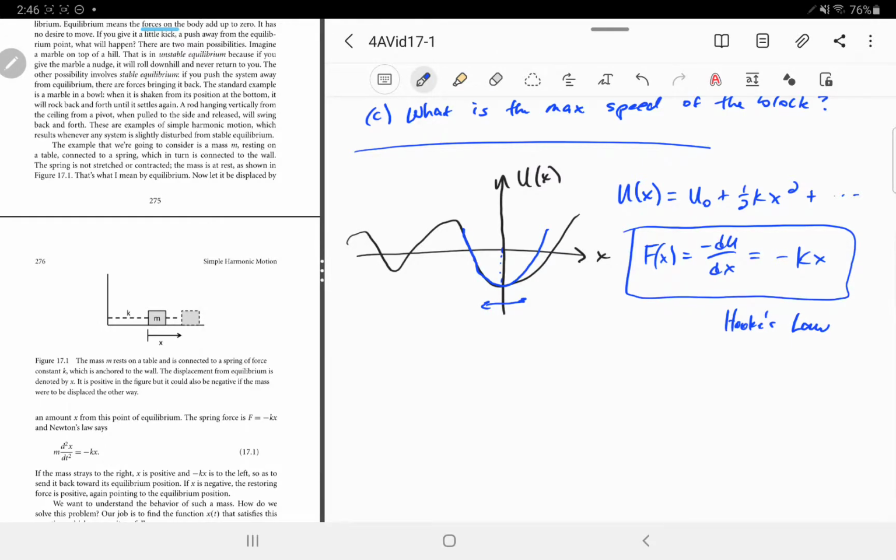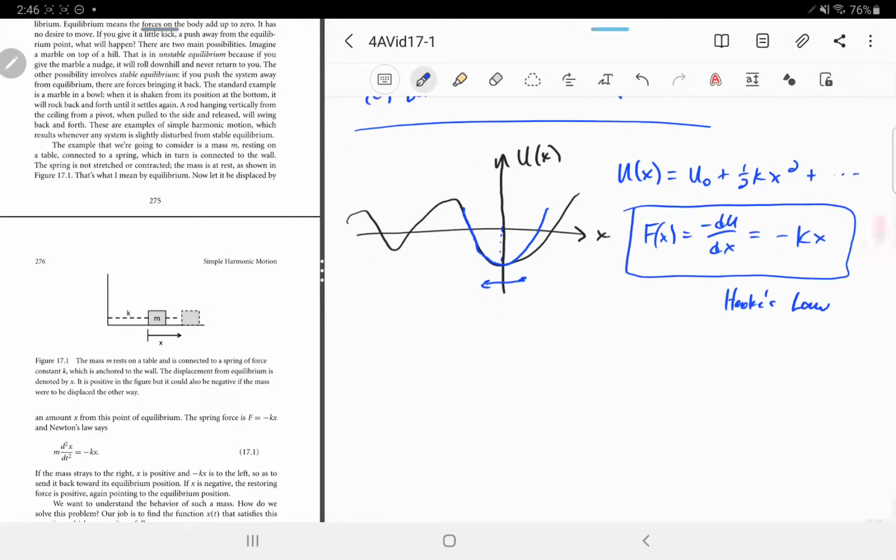And so we can pretty quickly show what the motion is going to look like. To do that, we use Newton's second law. We're going to assume the only force acting on the object is the force associated with this potential energy function, or in other words, just the spring force is the net force. So we're assuming right off the bat that there's no friction, there's no non-conservative forces here.